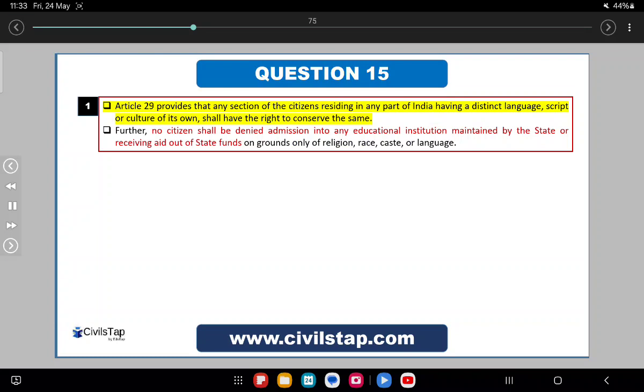Question 15. Article 29 provides that any section of the citizens residing in any part of India having a distinct language, script or culture of its own, shall have the right to conserve the same. Further, no citizen shall be denied admission into any educational institution maintained by the state or receiving aid out of state funds on grounds only of religion, race, caste or language.